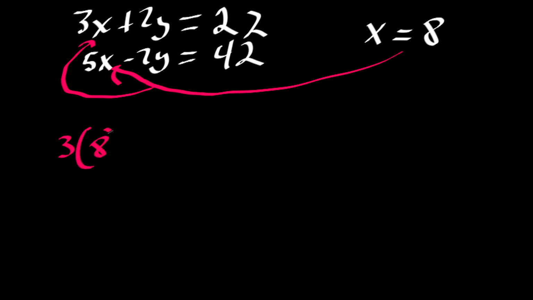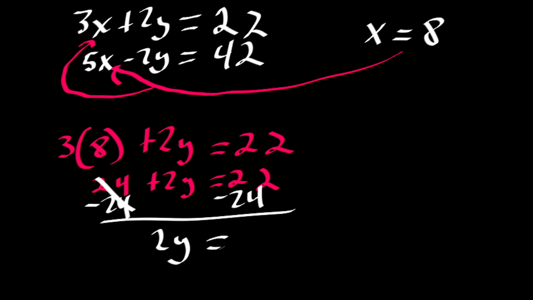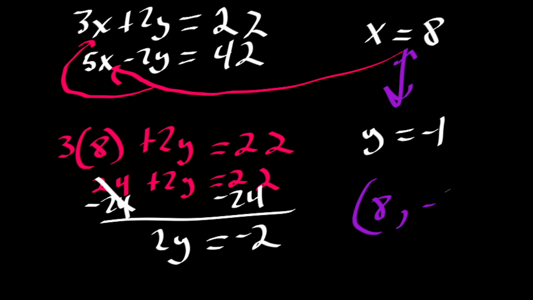So we'll say 3 times 8 plus 2y equals 22. So 24 plus 2y equals 22. Now we will subtract 24, 2y equals negative 2. So then y equals negative 1. And now, lucky for us, we have our x and our y. So the ordered pair is 8, negative 1.